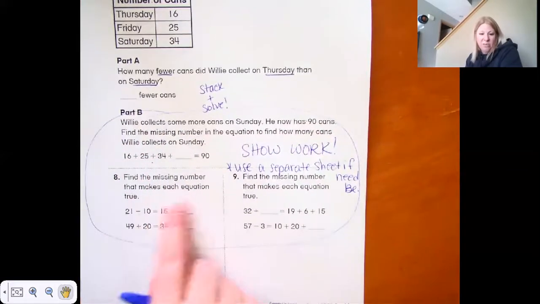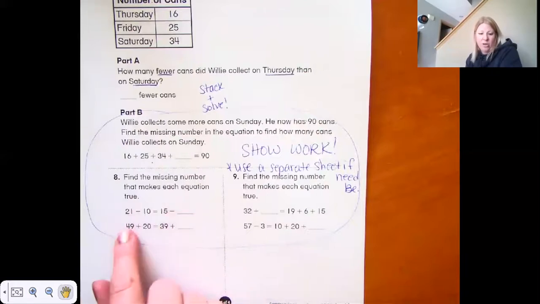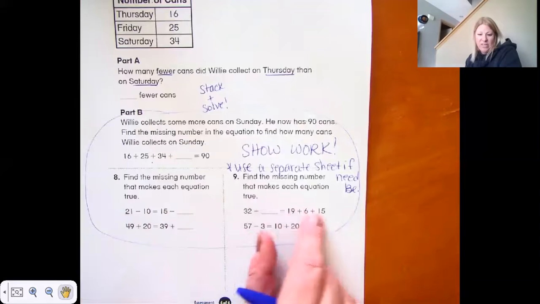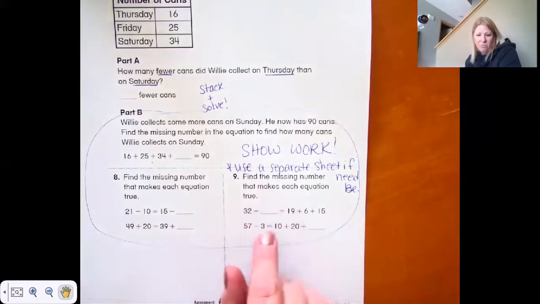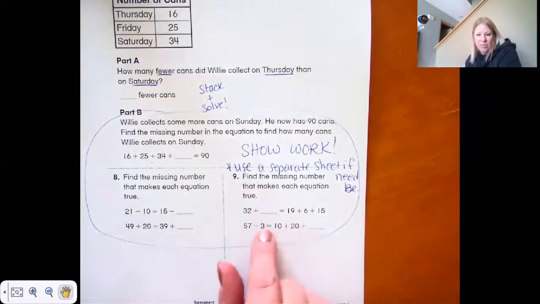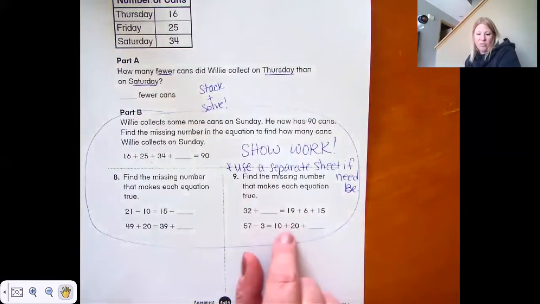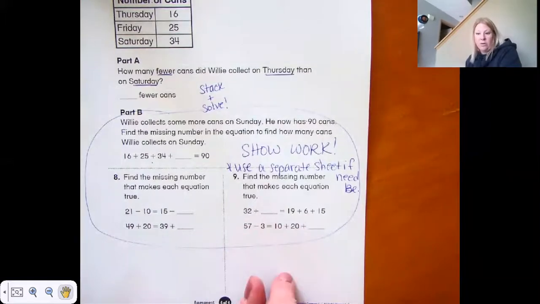On this one, find the missing number that makes each equation true. Solve the side you can, and then figure out what your missing number is. Okay, solve the side you can. And a lot of these, you're going to solve on this side and then subtract. On this one, you have to solve this side and this side. This one will probably be pretty easy to do mentally. I think you should be okay with that because we're going to end up with an easy number here because of those zeros. But you can always stack and solve it for sure.